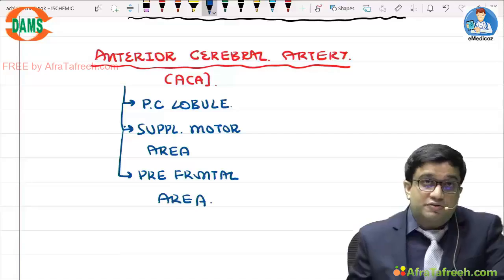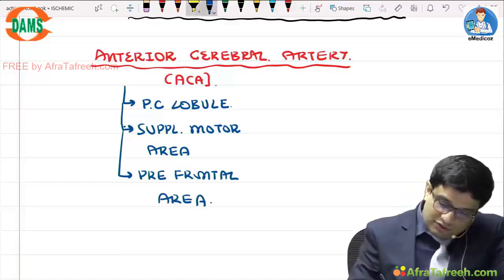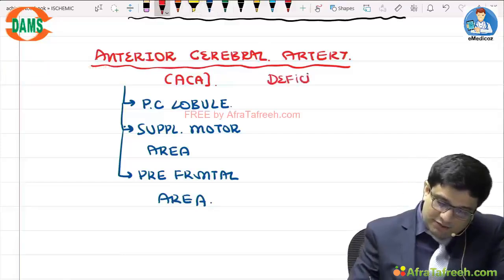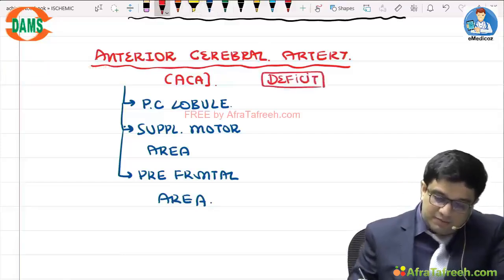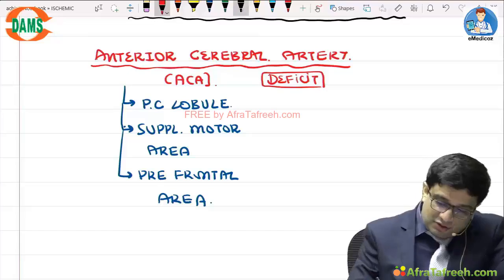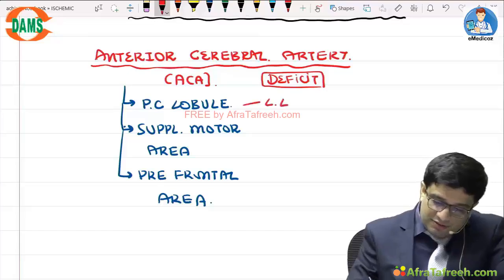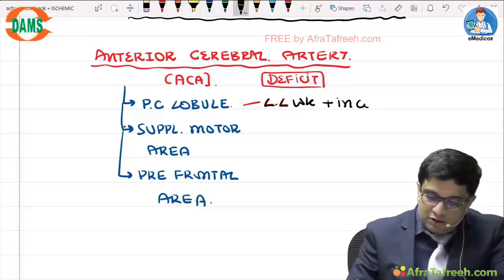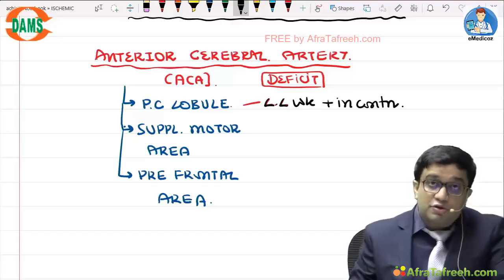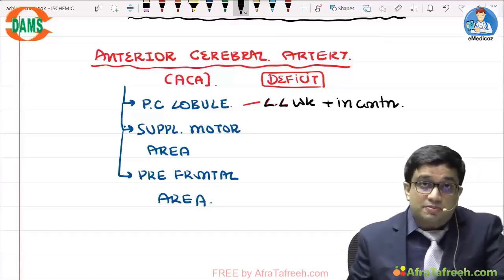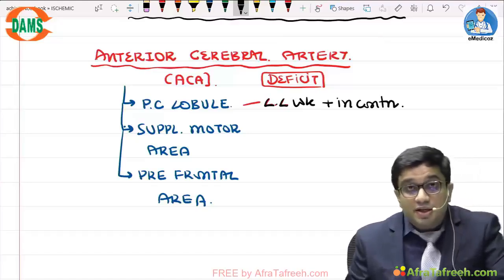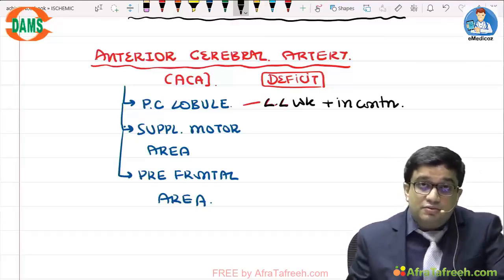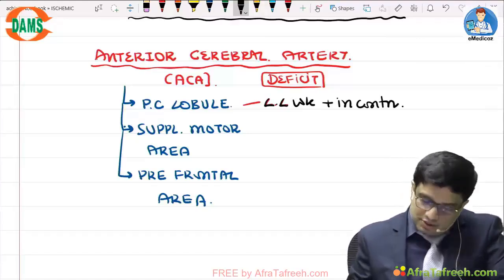Let us recall the functions of this area. If at all there is a problem in the paracentral lobule, what kind of deficit are we going to get? We get a deficit of lower limb weakness, one. So we get a deficit of lower limb weakness with urinary incontinence. If you remember, the motor cortex for the lower limb was the paracentral lobule, and an area in the brain to control the bladder was again the paracentral lobule.